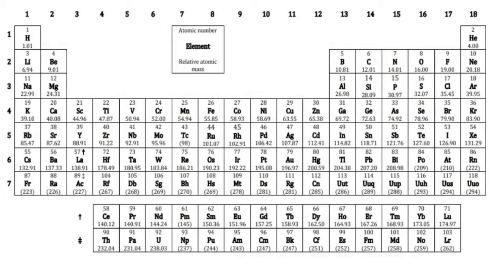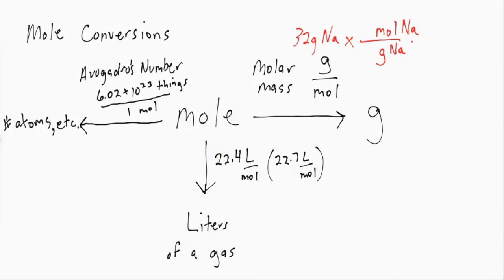What is the molar mass of sodium? Sodium has 11 protons, so you should be able to find it. Right, 22.99 grams per mole. So 1 mole of sodium has 22.99 grams, or is equivalent to 22.99 grams.